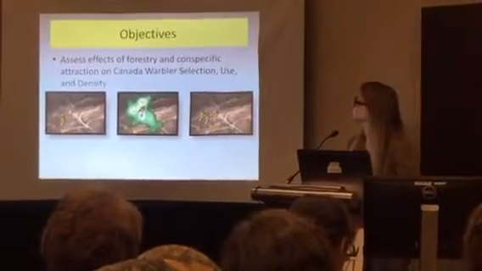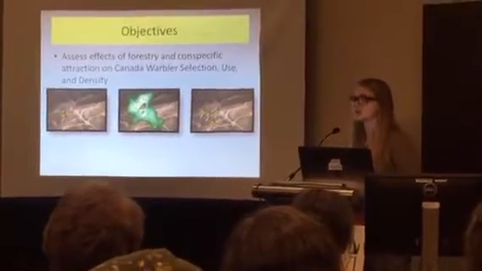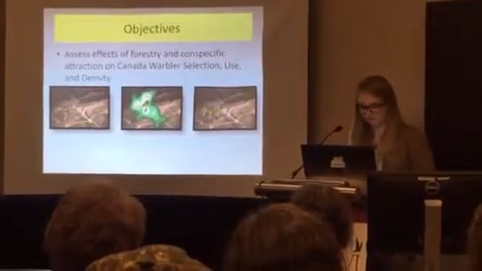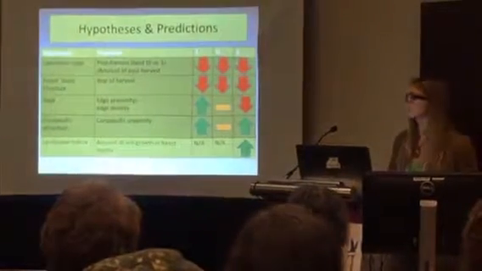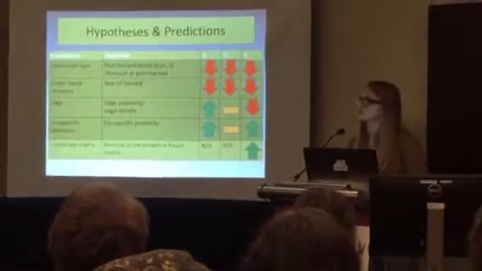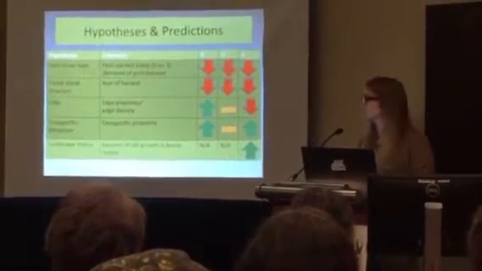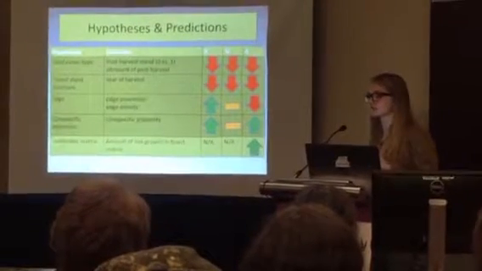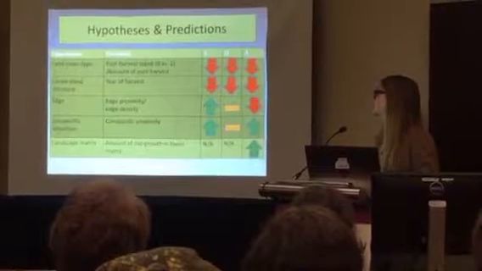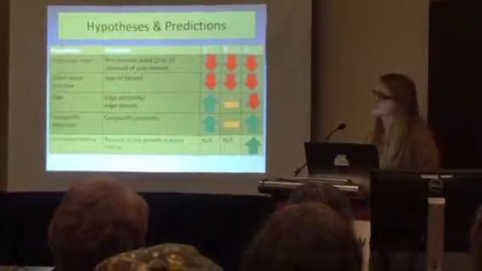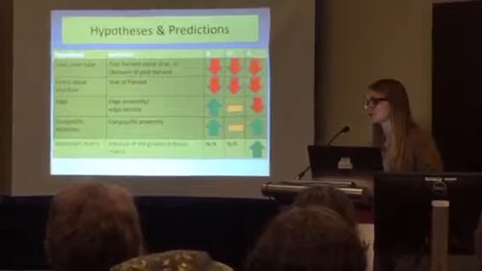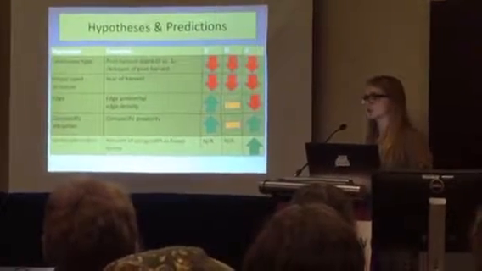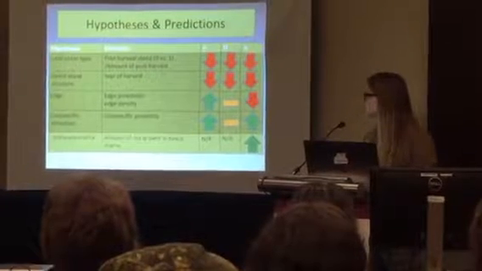So my objectives were to assess the effects of forestry and conspecific attraction on Canada warbler selection, use, and density. I generated hypotheses based on what we know about Canada warblers so far in this region. These aren't mutually exclusive hypotheses, but are meant to test the relative importance of these different factors. So I hypothesized, due to the high densities found in this region in old growth stands, that land cover type and forest stand structure might be important drivers of selection, use, and abundance.